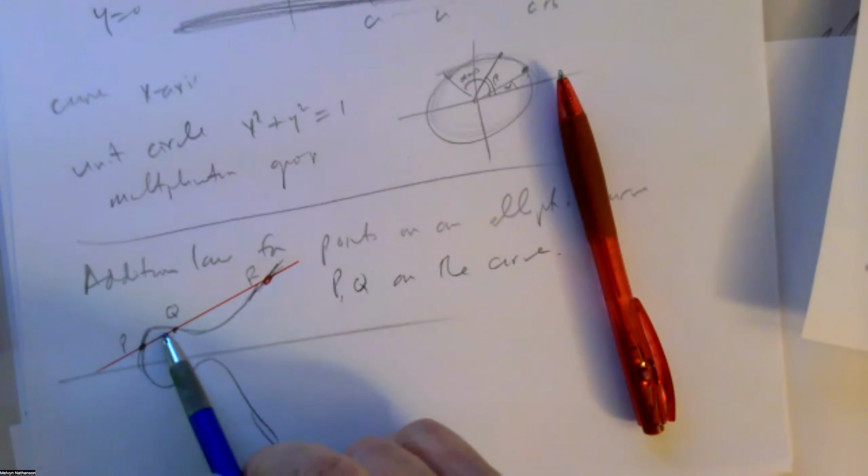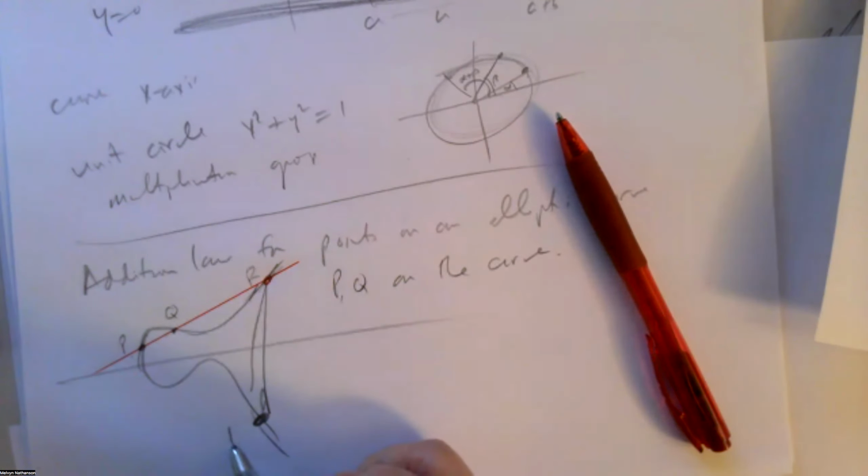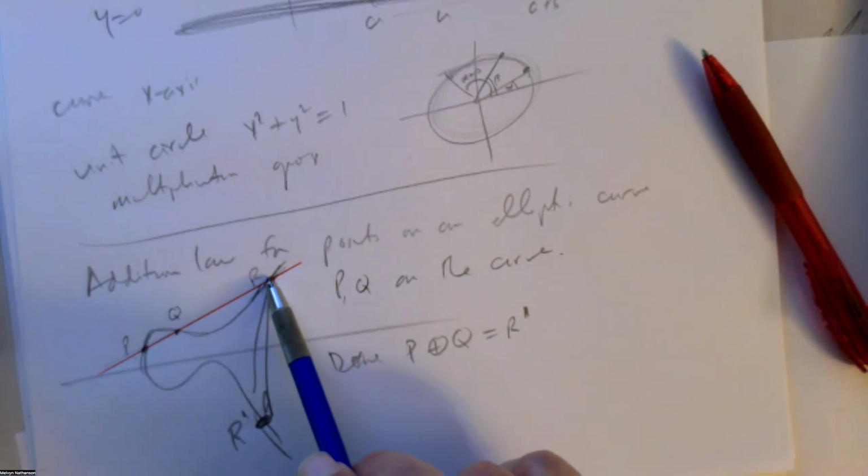So you might say, oh, so P plus Q is going to be R. And the answer is no. A little bit strange, but because the curve is symmetric around the x-axis, if I reflect this point through the x-axis, I get a point down here, let's call it R prime. And we're going to define the sum, I'll use a plus sign with a circle around it just to indicate this is my addition on the curve, P plus Q is going to be R prime. So I take P and Q, two points on the curve, draw the line through them. It crosses the curve at a third point, reflect that point through the x-axis, and call that R prime. So that is the addition law on the curve.